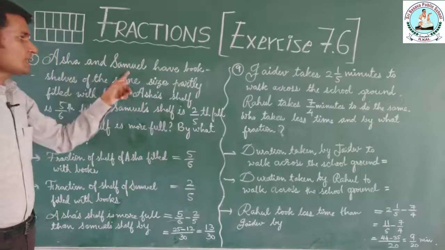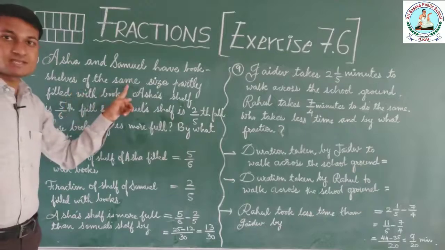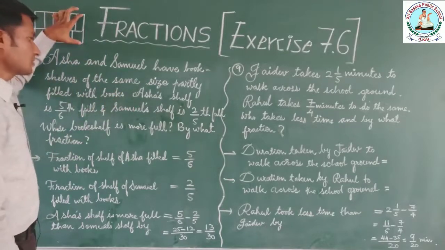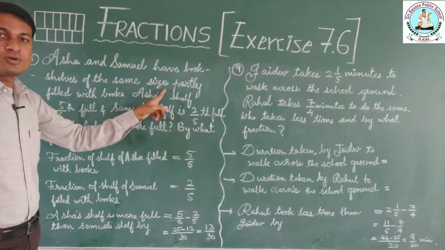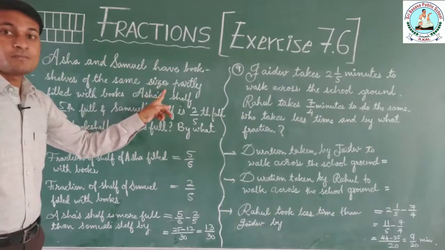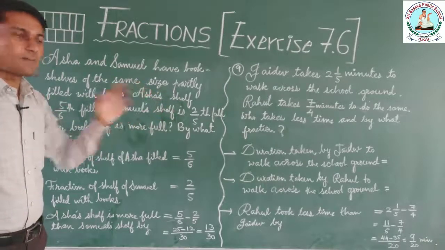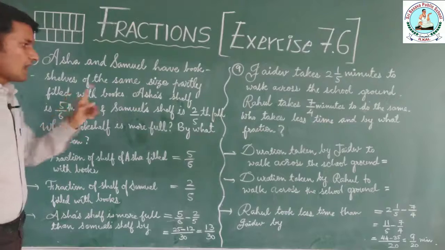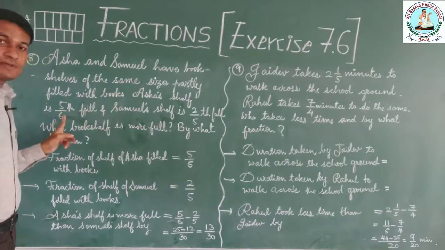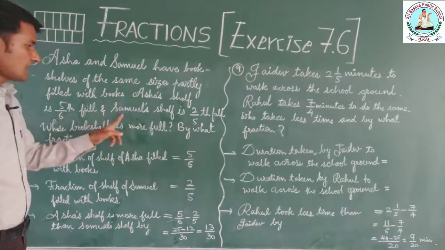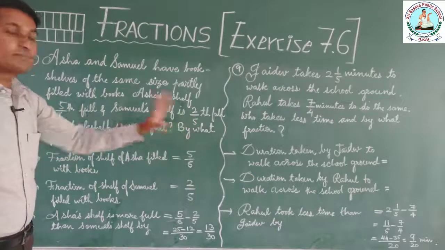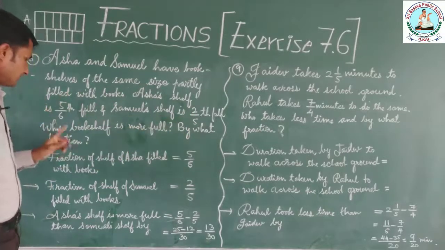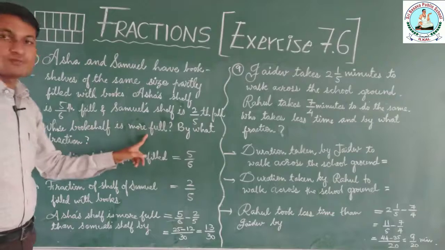So Asha and Samuel have bookshelves of the same size, right? Same size bookshelves they have, and those are filled partly. Partly means not completely, right? So Asha's shelf is filled with 5/6 of the books and Samuel's shelf is 2/5 full, means not completely full. So whose bookshelf is more full here?